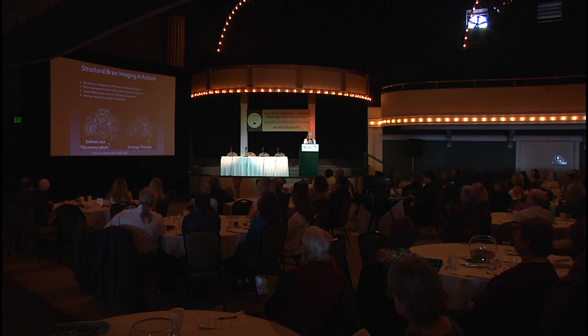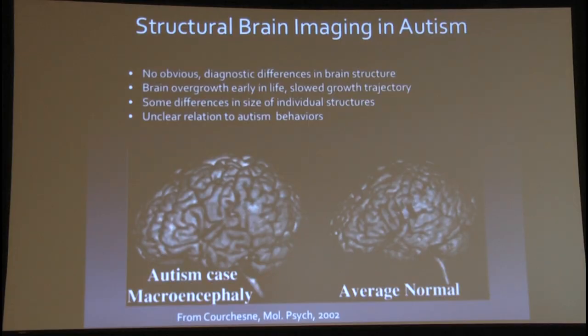One of the first findings in structural MRI was the finding of brain overgrowth. And this is a dramatic example from Eric Courchesne's group of a case with autism, and this is the average normal brain of the same age, and you can see that's a really, really big brain. Now, on the other hand, if you just look at the MRI scans, you can't see any difference between the brain of a child with autism and a typically developing child. They look the same. I've seen hundreds, thousands of them.